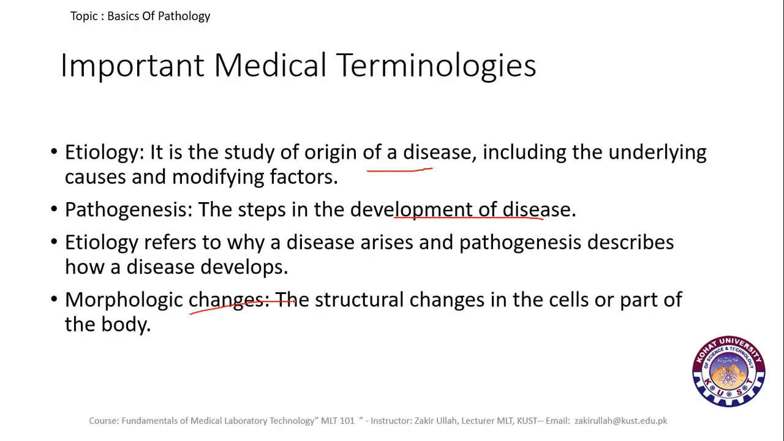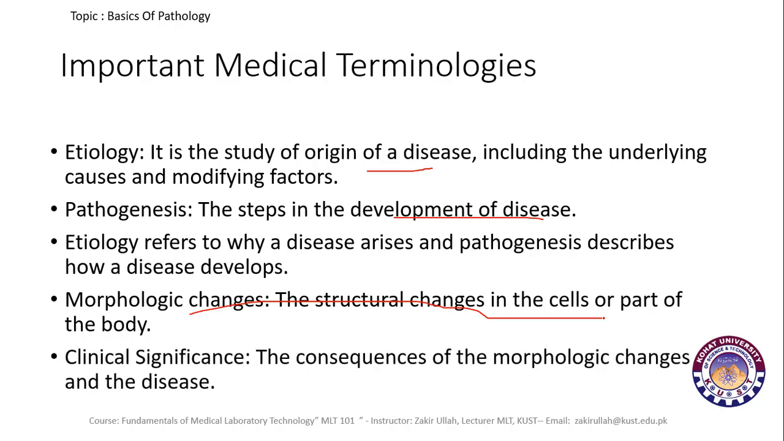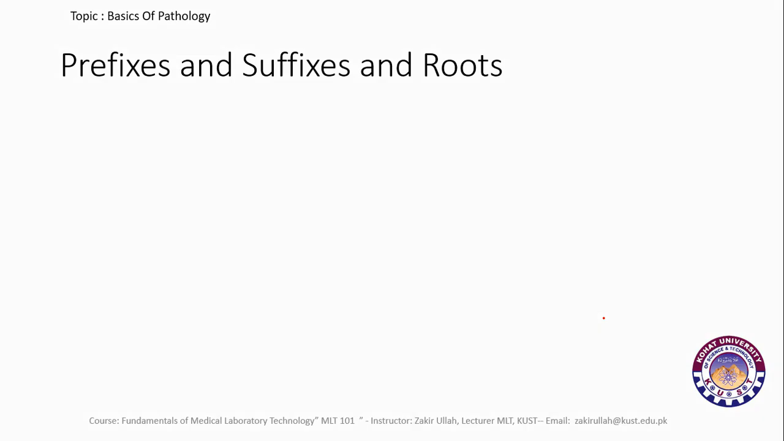Morphologic changes are the structural changes in the cells or any part of the body that can be seen by the eye. So, these are called morphologic changes. And clinical significance is the consequence of the morphologic changes and the disease. So, the importance of the morphologic changes is the clinical significance.